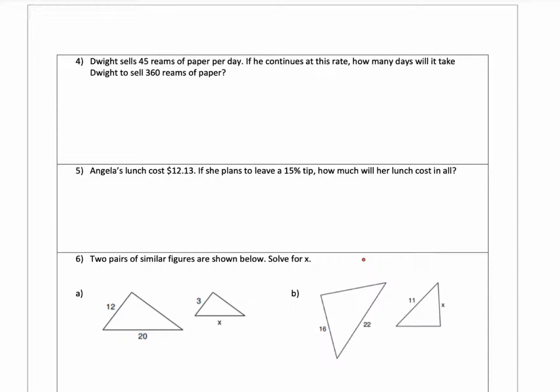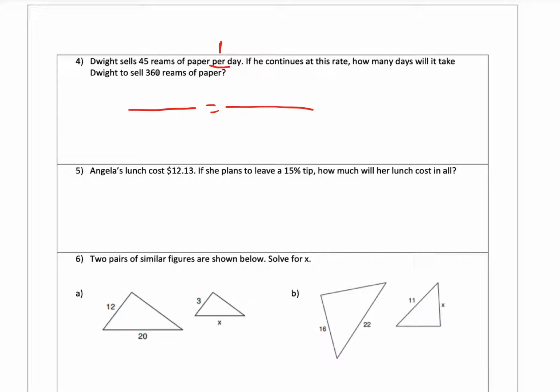In number 4, the problem says that Dwight sells 45 reams of paper per day. So again, we have that per word, so that's 1 day. He can sell 45 reams of paper. If he continues at this rate, how many days will it take Dwight to sell 360 reams of paper? So set up your proportion.